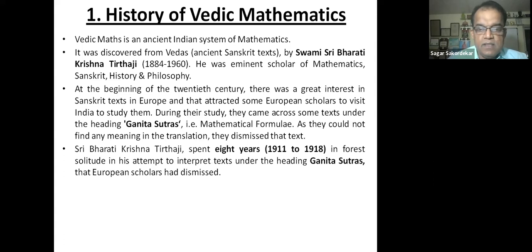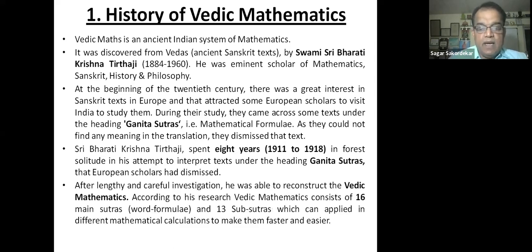Sri Bharati Krishna Tirthaji spent 8 years, 1911 to 1918, in forest solitude in his attempt to interpret the text under the heading Ganita Sutras that European scholars had dismissed. After lengthy and careful investigation, he was able to reconstruct Vedic mathematics. According to his research, Vedic mathematics consists of 16 main sutras, sutras referring to word formulae, and 13 sub-sutras, which can be applied in different mathematical calculations to make them faster and easier.